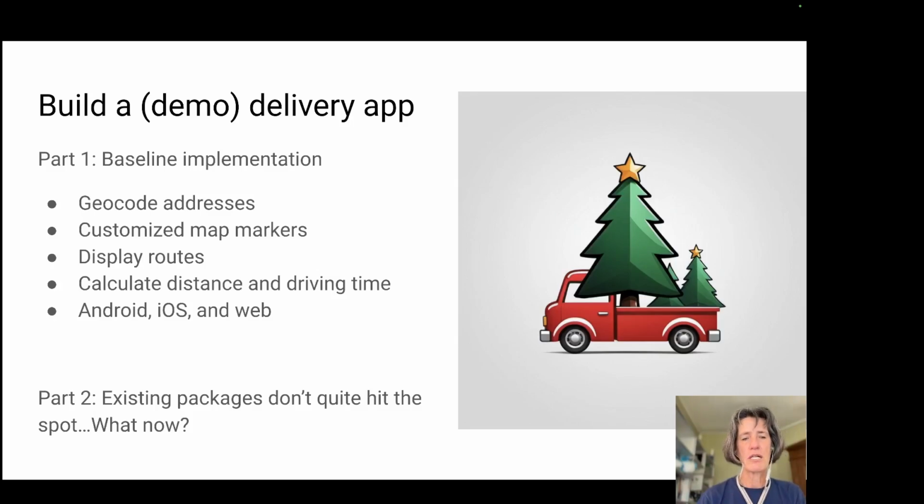So the basic functionality is there should be geocoding. Geocoding means turning an address into latitude and longitude coordinates. So the customer gives you a delivery address and you need to find it on the map. Then we want to have map markers and preferably customize them. We want to display routes, the driving route to that marker, and we want to calculate distance and driving time. And then the kicker of this is we want to do all of that for Android, iOS, and the web.